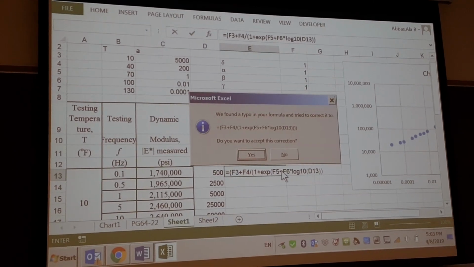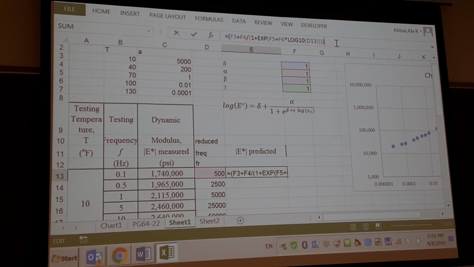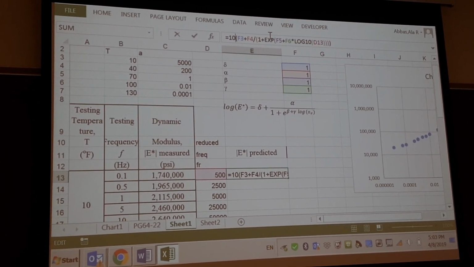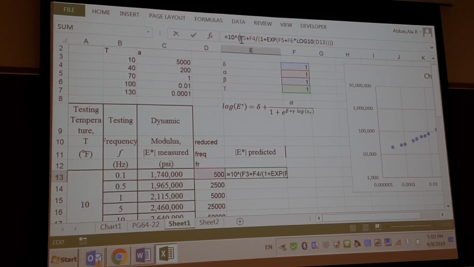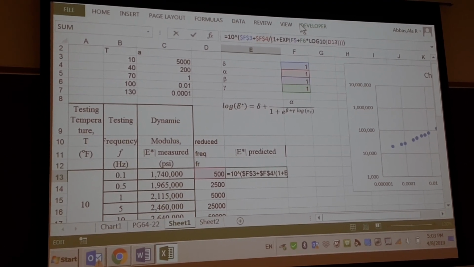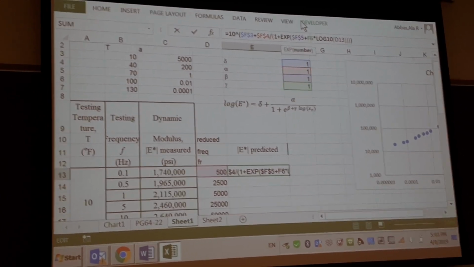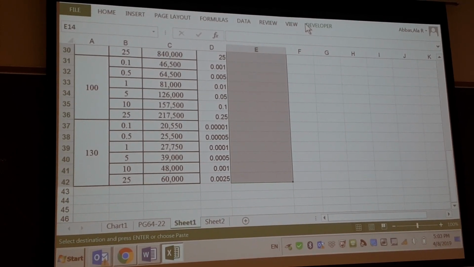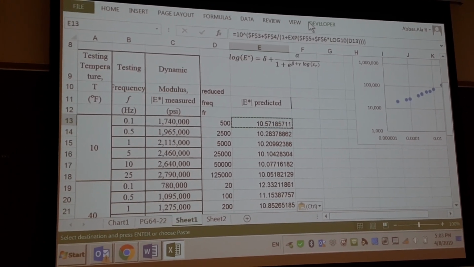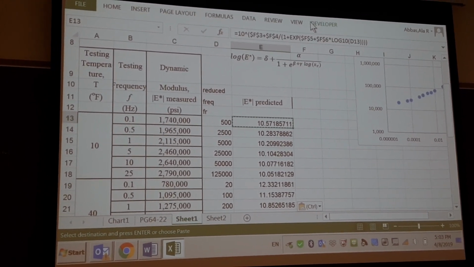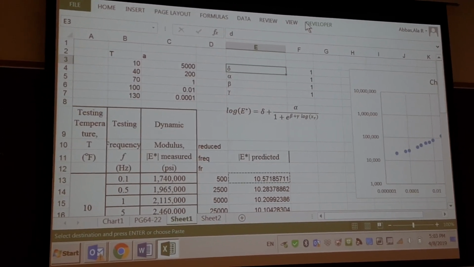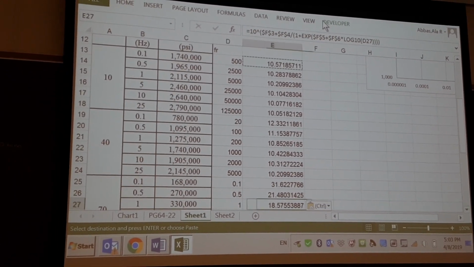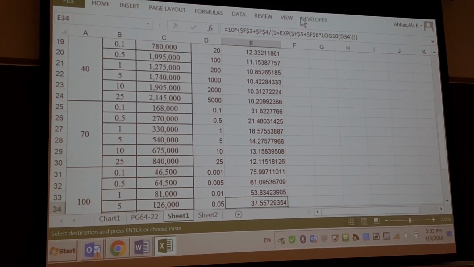Okay, close. So now in here, I'm finding what? I'm finding log E star. So to find E star, I'm going to do 10 to the power, yes? So in here, I'm going to do, again, dollar signs, and then I'm going to basically do this for the predicted. So if you can find a combination of alpha, delta, alpha, beta, gamma that will give you a match between these values, then you have found your model parameters, yes?